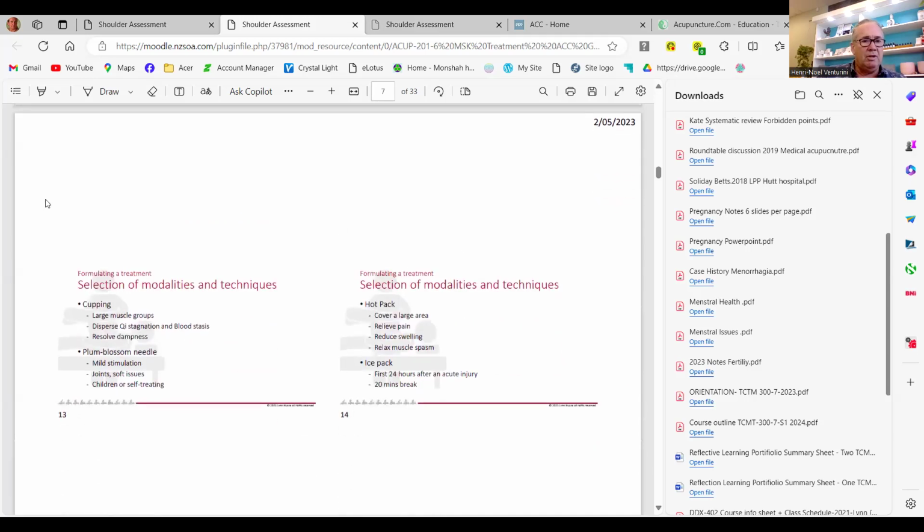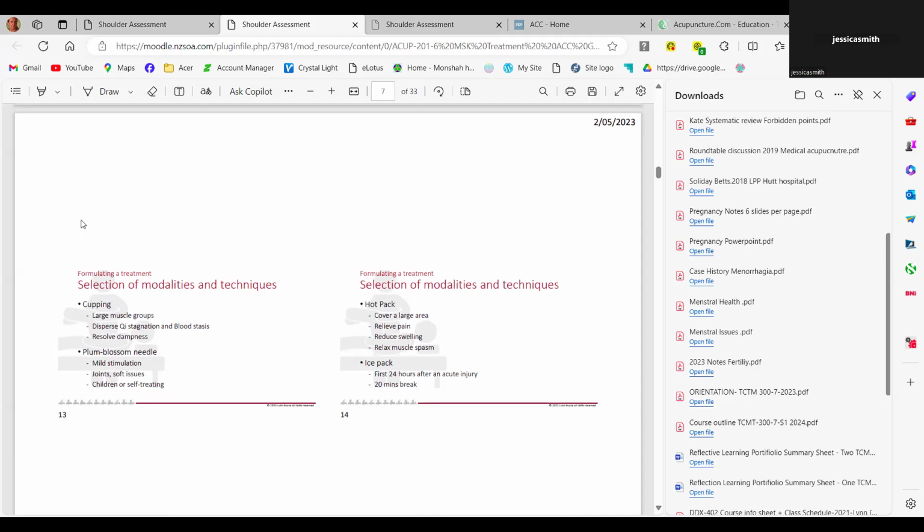Cupping large muscle groups disperses chi stagnation and blood stasis, resolves dampness, and there you go. Moving cupping is a great way of resolving any issues on the back. Fixed cupping everywhere else. Plum blossom needling. It's the little gadget with 7 needles on it, and you just gently tap on the joints and the soft tissue. It's great for bringing chi and blood to the area to resolve any inflammation and any dampness. Hot pack.